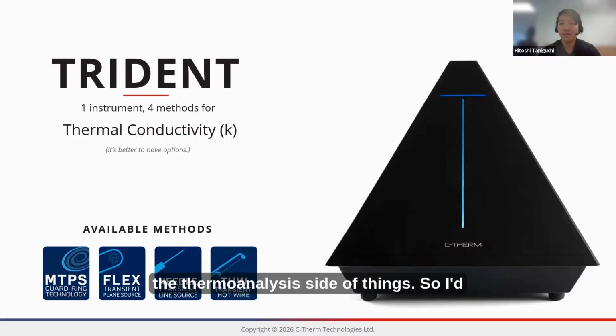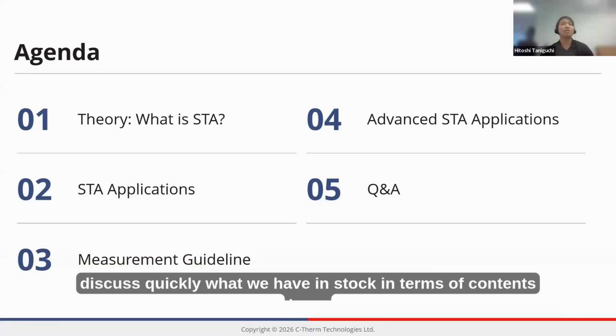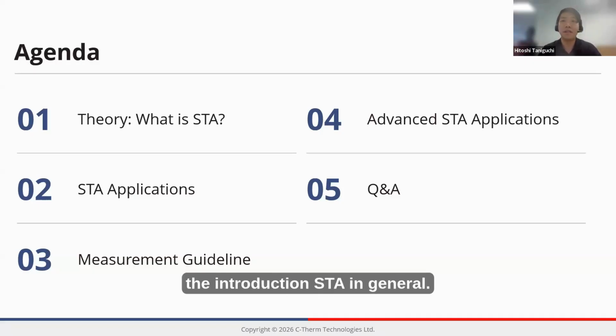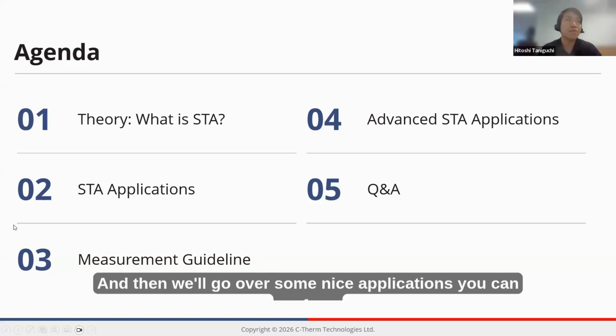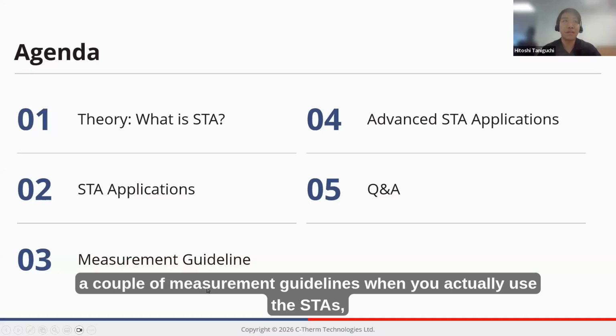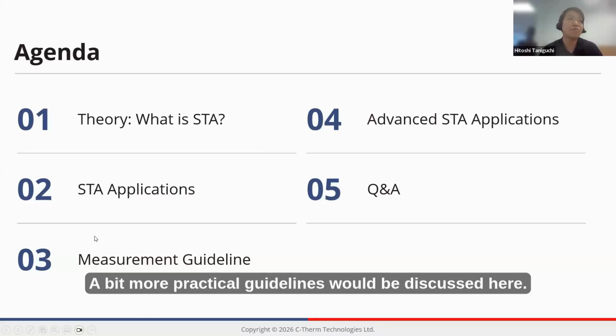So I'd like to jump straight into it. I'll discuss quickly what we have in store in terms of contents here. I'd like to begin with some introductory content on STA in general. And then we'll go over some nice applications you can perform using STAs and a couple of measurement guidelines when you actually use the STA. So how to sample your materials properly, how to set the temperature profiles and such. A bit more practical guidelines would be discussed here.